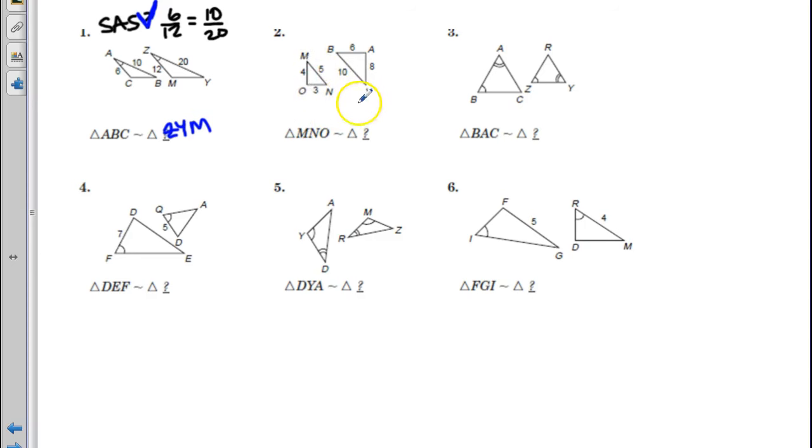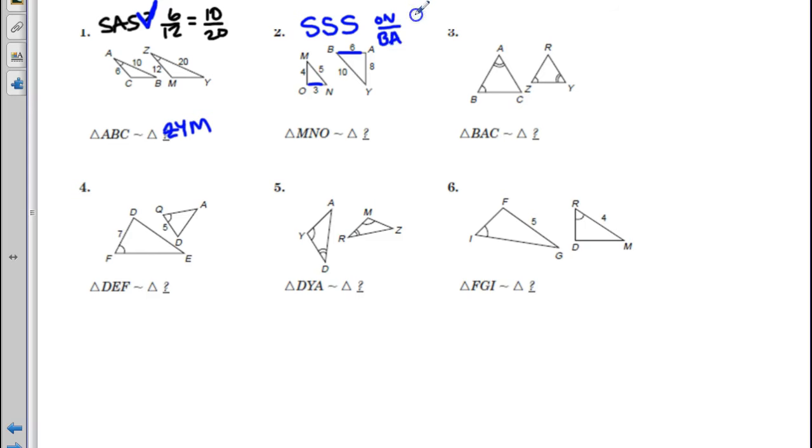What do we have here? Do we have any angles? No, we don't. So it can't be angle. It can't be side angle side, but it could be side side side. So let's see how these are working together here. I'm noticing this is a smaller side and that's a smaller side. So ON should go with BA.